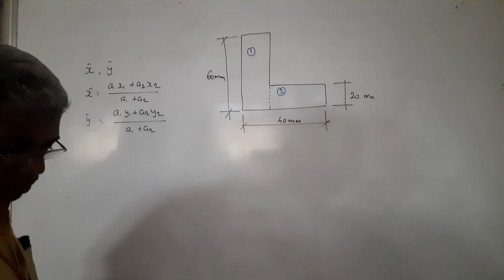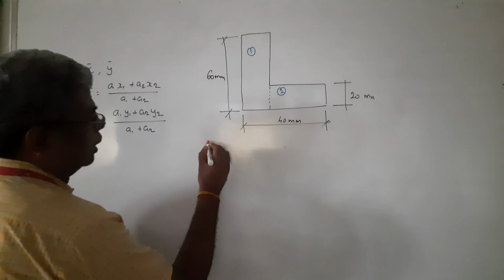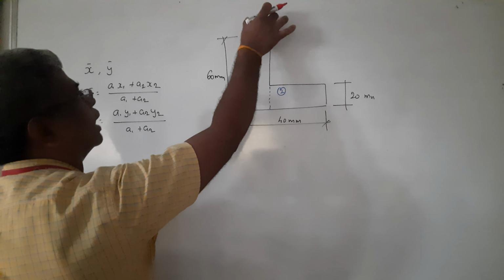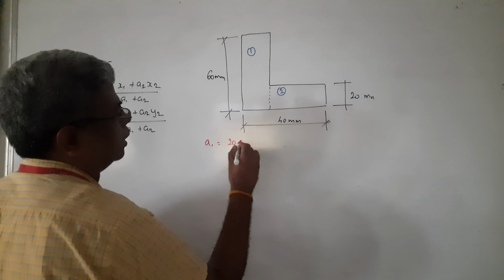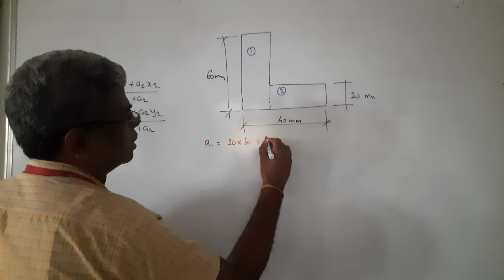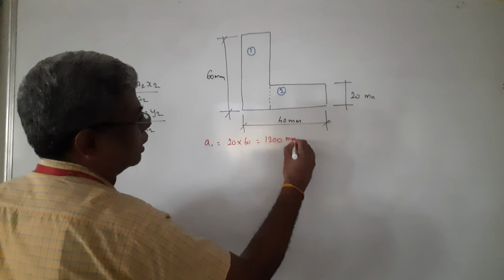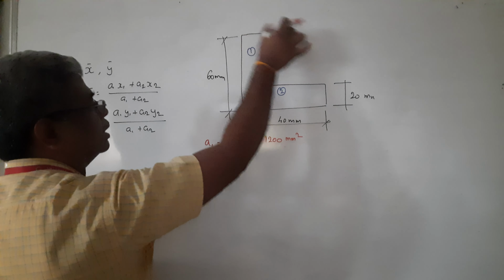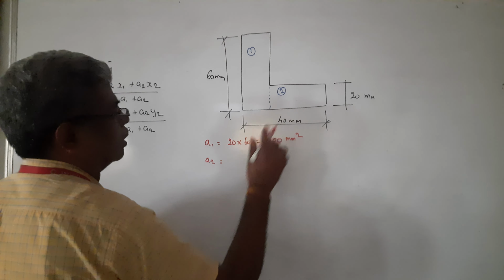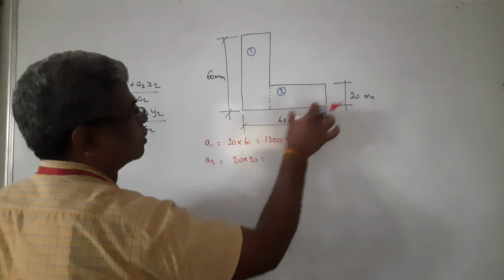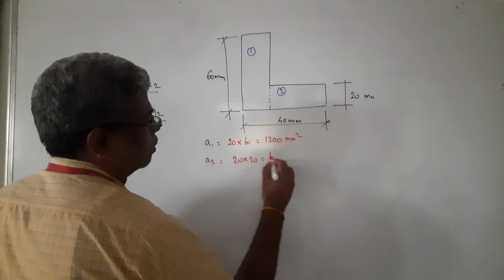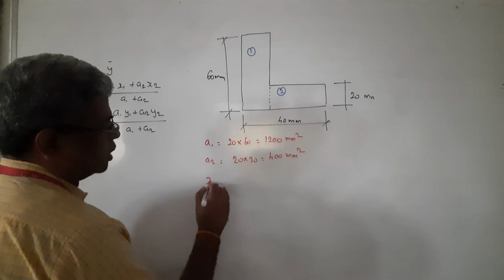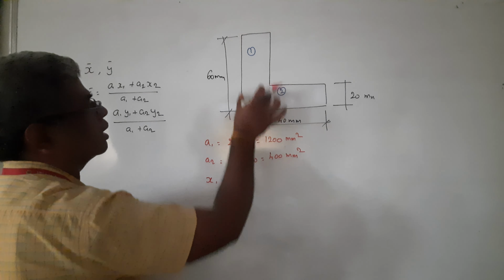So here we need to find the necessary values. That is, a1 is this. If the data is not given, you are seeing the same value, 20 into 60, that value is 1200 millimeter square. Again a2 is equal to, you subtract this value, whatever the value assumed here is 20 millimeter. So 40 minus 20, 20. So 20 into 20, that is 400 millimeter square.